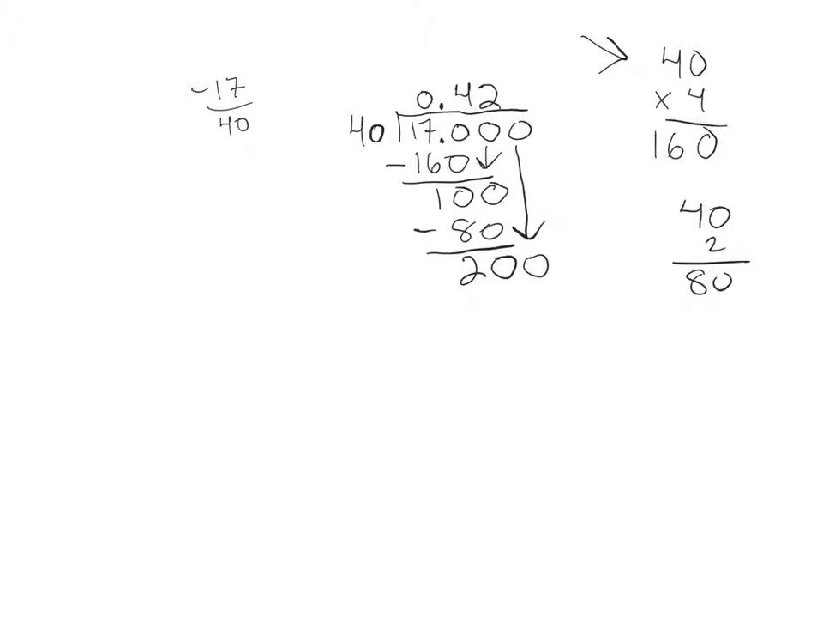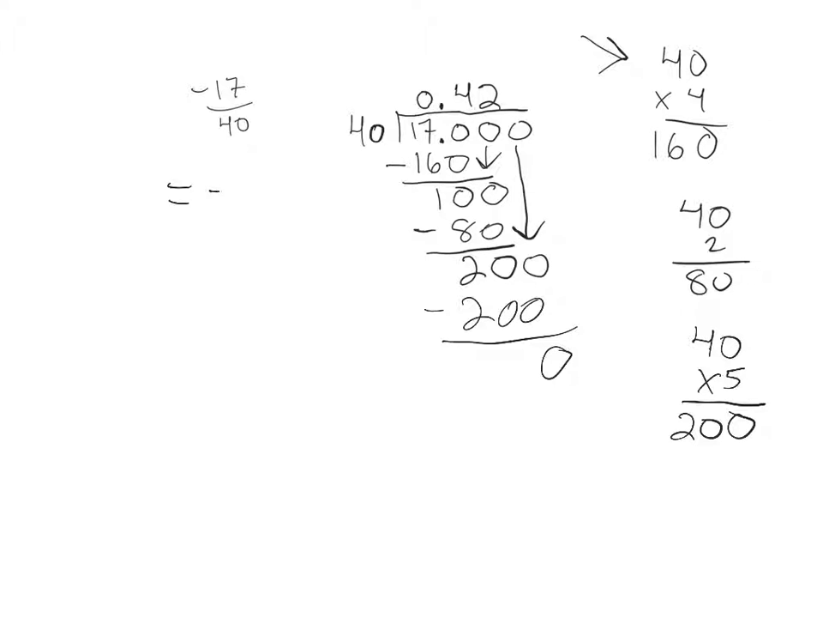New question. How many times does 40 go into 200? Well, it looks just like how many times does 4 go into 20? So we're going to say that 40 goes into it 5 times. Let's do the math and we'll check it out. So 0 times 5 is 0. 4 times 5 is 20. So what do you know? Now we have no remainder. So your answer to this is, don't forget your negative sign, negative 0.42. All right, so hopefully that helps. Let me know if you have any questions.